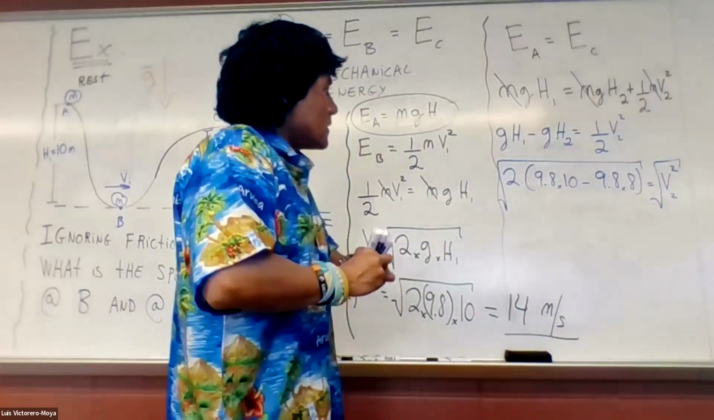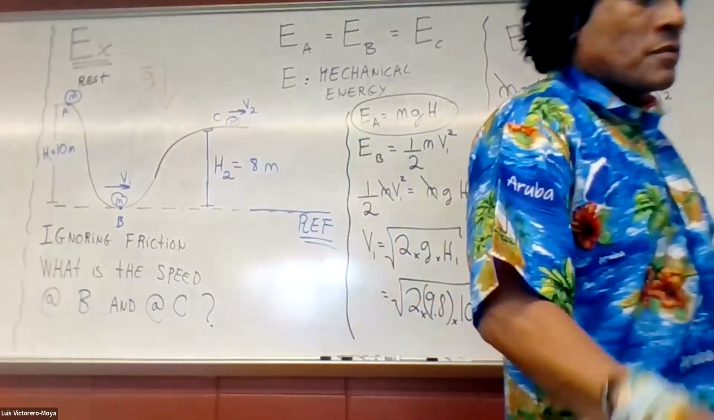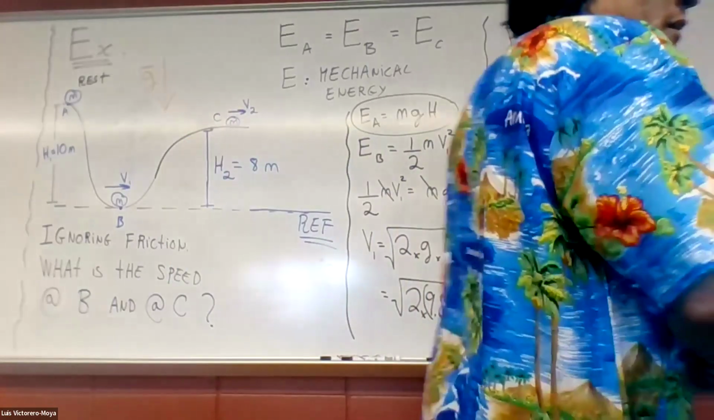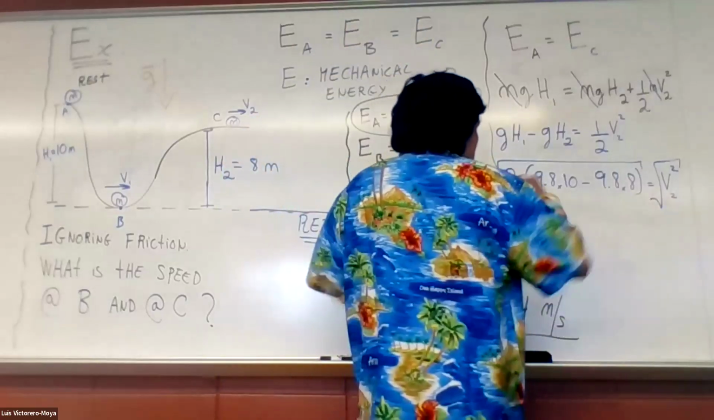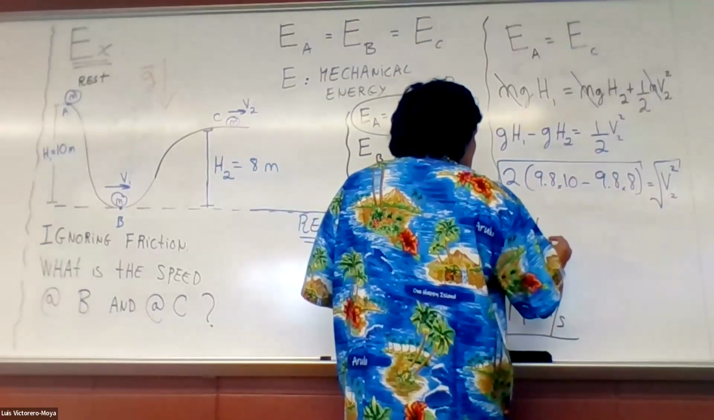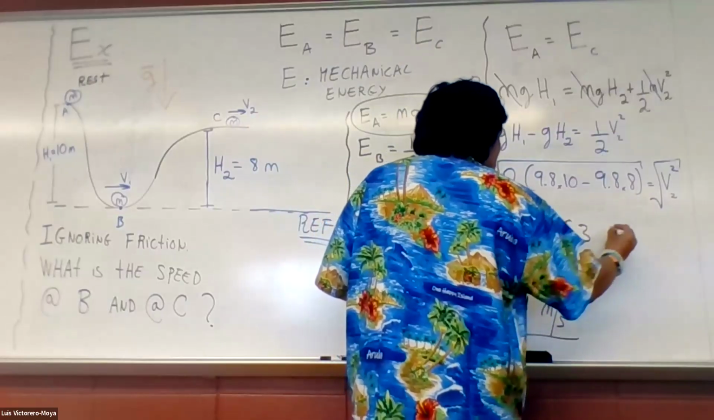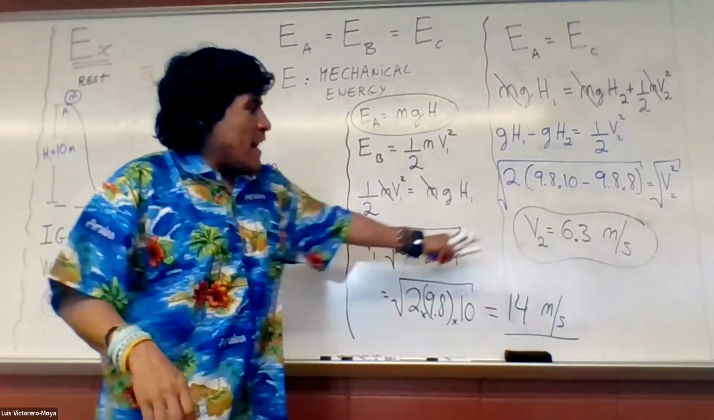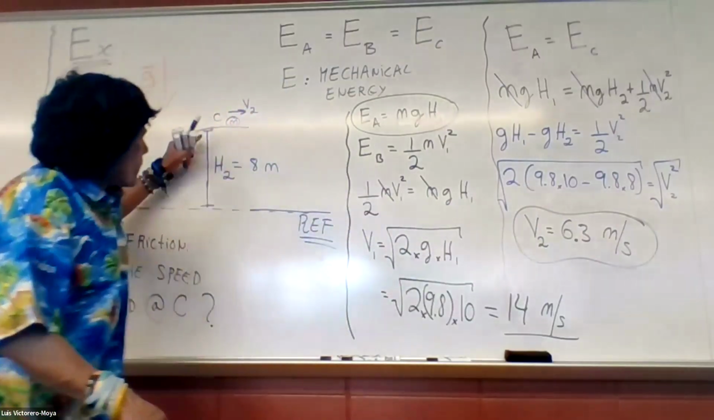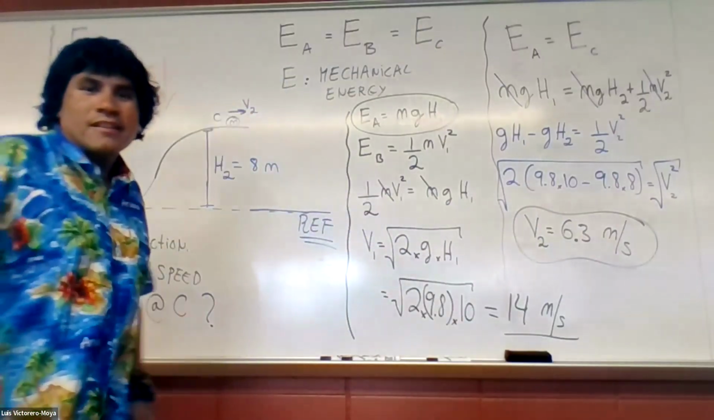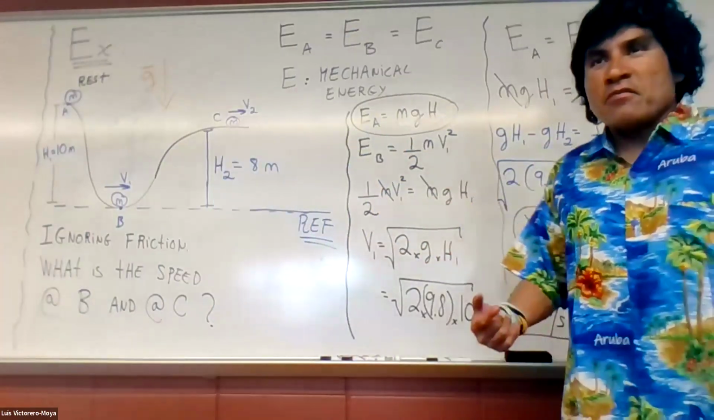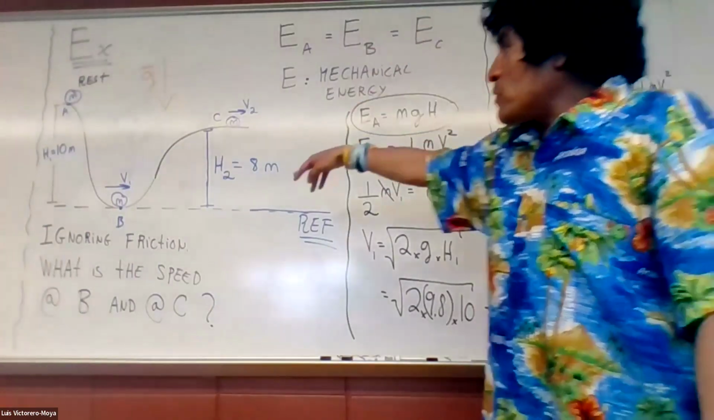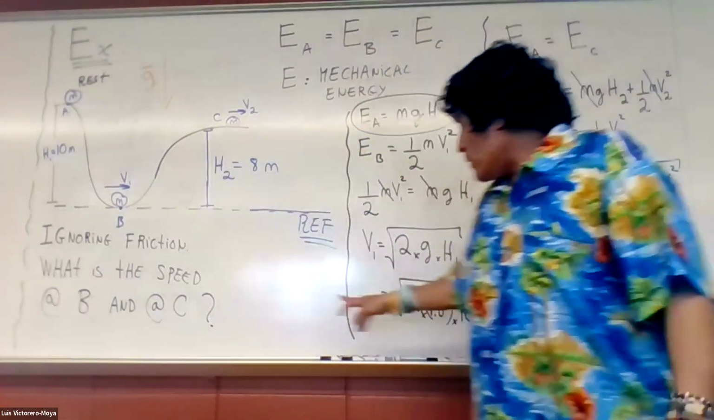So let's see what I get. So we can just factorize 9.8. So it's 2 times 2 times 9.8. So if you do the math, V2 is 6.3 meters per second, which makes perfect sense. It's less speed because you are at some height. The energy is conserved. It's just that you have some potential now. You are gaining some potential, which is lowering the speed.